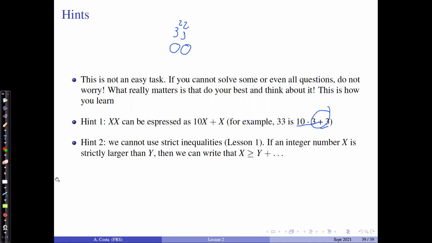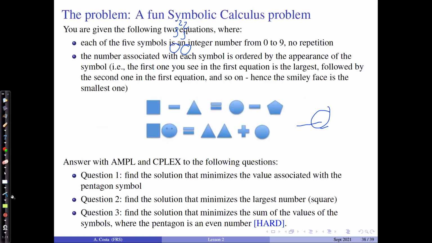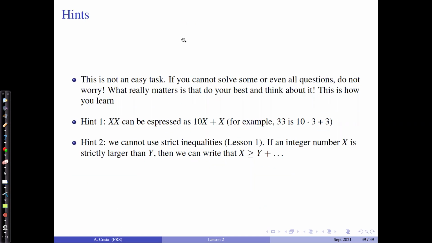And remember, when I say that we need to have these symbols ordered, so this is the largest, second largest, and so on, remember that we cannot use strict inequality. So we cannot say that X is greater than Y, but we can use these kinds of inequalities. So how do you model a strict inequality? Only by using this. So then you have the second hint: you may add something here to make it a strict inequality.